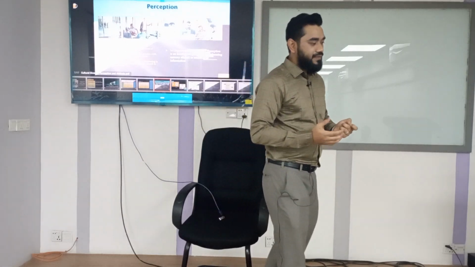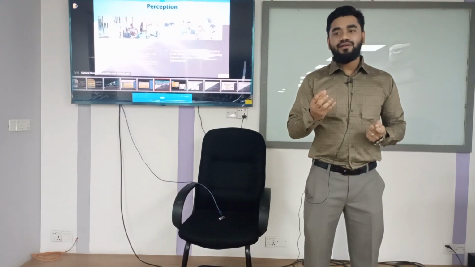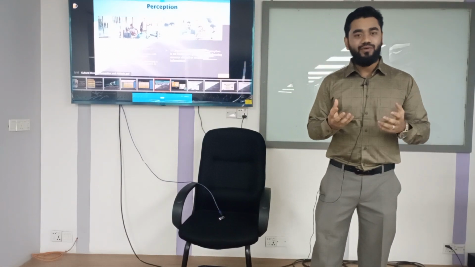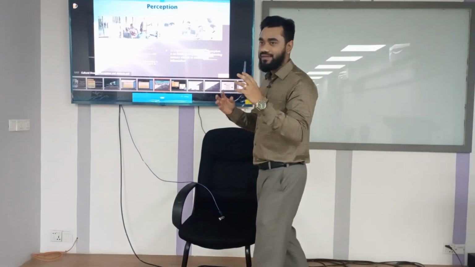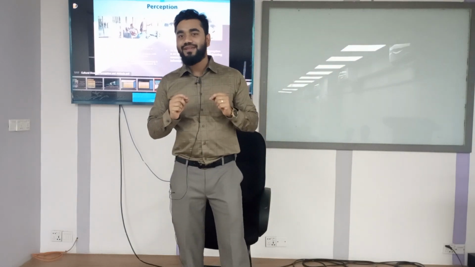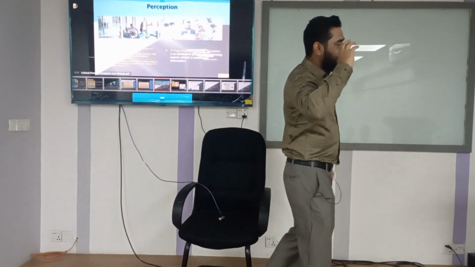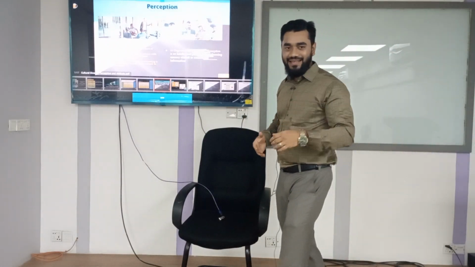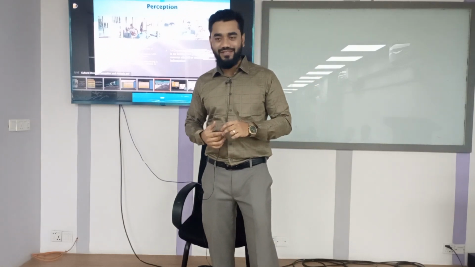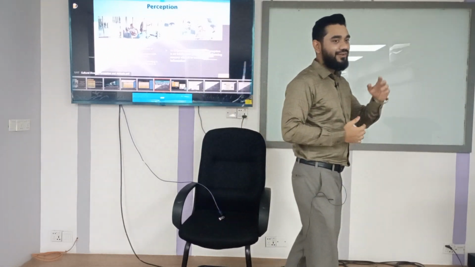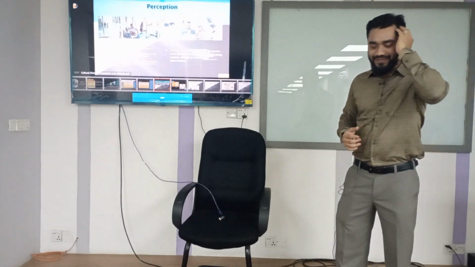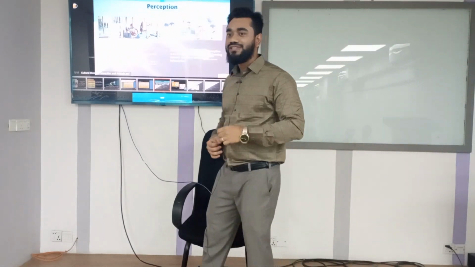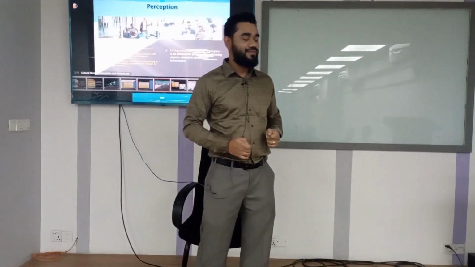Whenever I explain perception to my students, I mostly give a simplified example by saying that perception is basically the color of the goggles that you are wearing. We all are wearing a certain color of goggles. So we see the sky in the color of our goggles. It depends on which color goggles we are wearing, right?